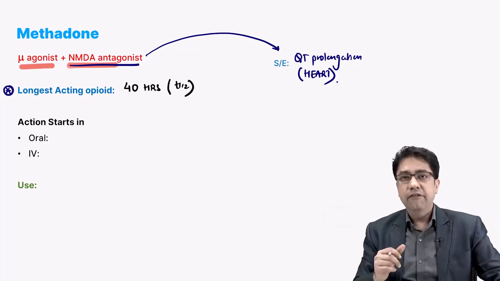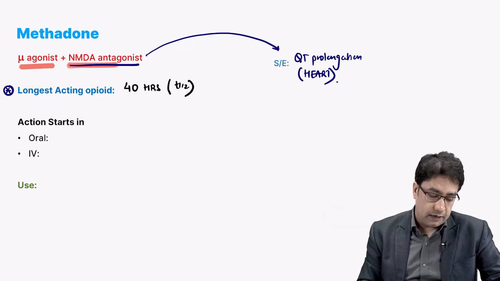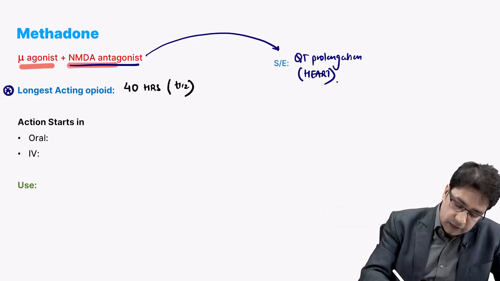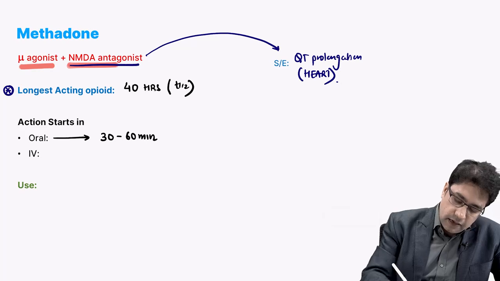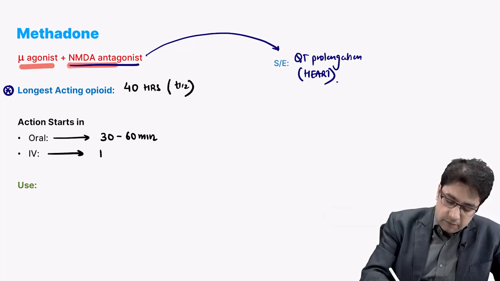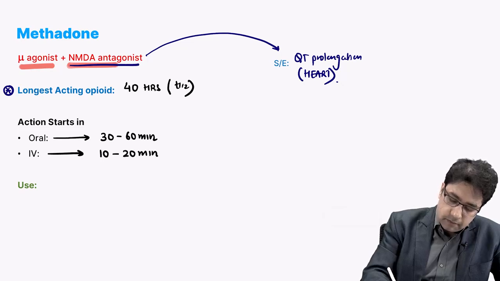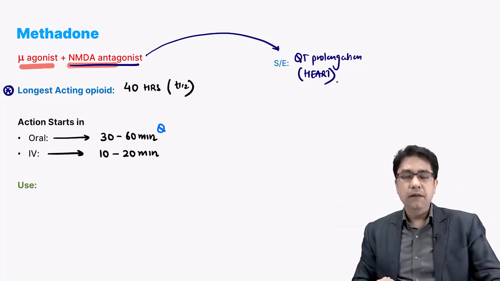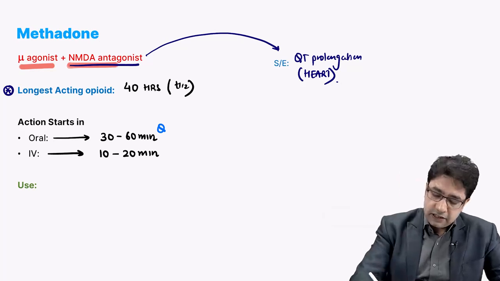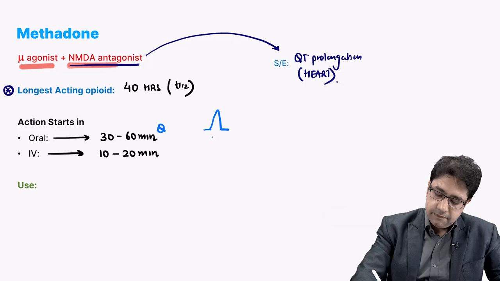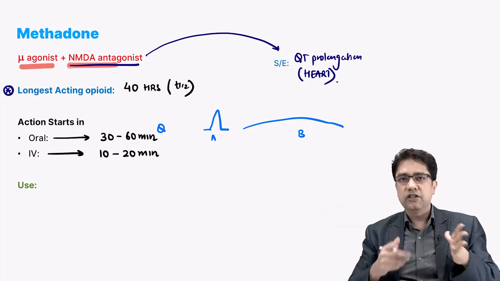Now, when we give methadone orally, its action will start in 30 to 60 minutes. And when you give IV methadone, its action will start in 10 to 20 minutes. Now, just focus on this part. When you give oral methadone, can you tell me the action will come like this A or the action will come like this B? How will the action come?